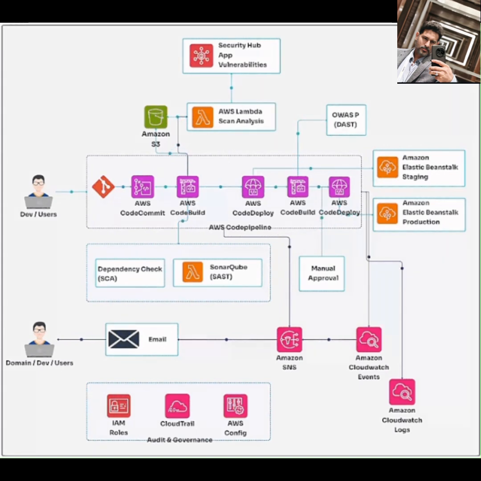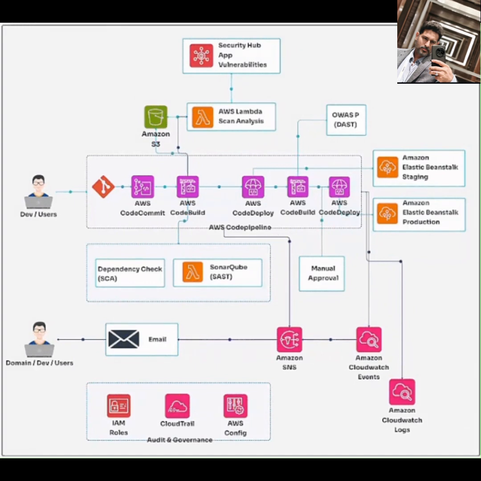It all starts on the left with dev/users. These are the folks writing the code. That code is stored in AWS CodeCommit, which is Amazon's source code repository service. A change pushed to CodeCommit triggers the main orchestrator of this pipeline, AWS CodePipeline. I see CodePipeline running across the middle of the diagram, connecting different stages.